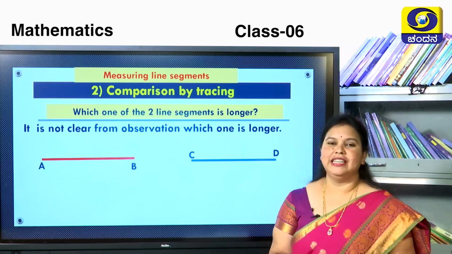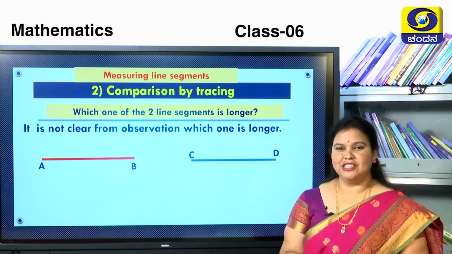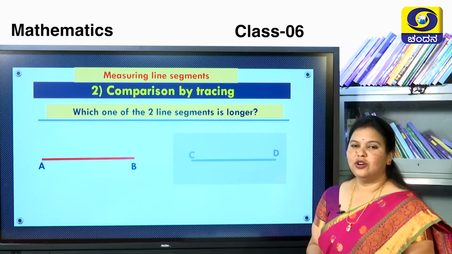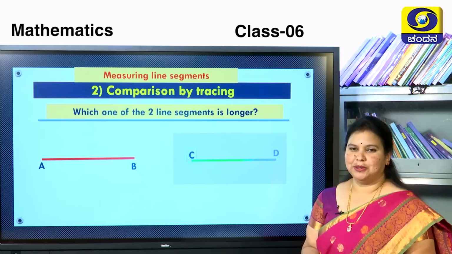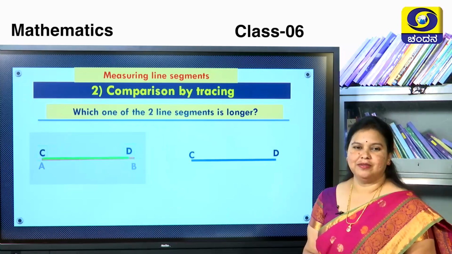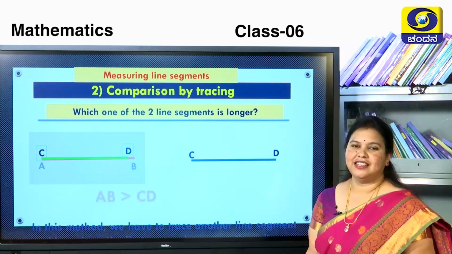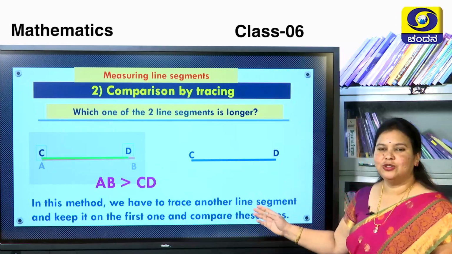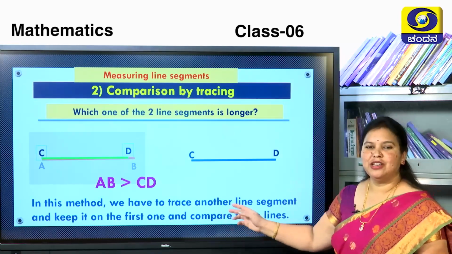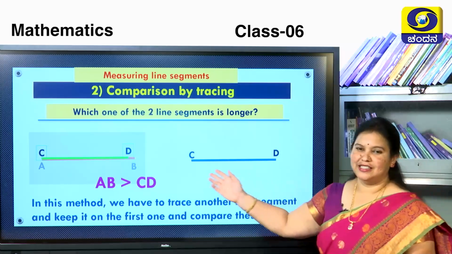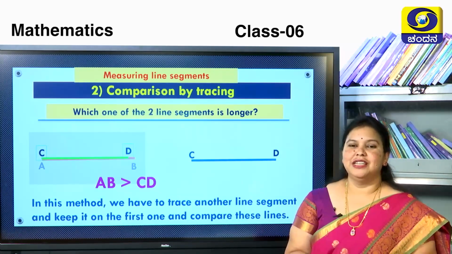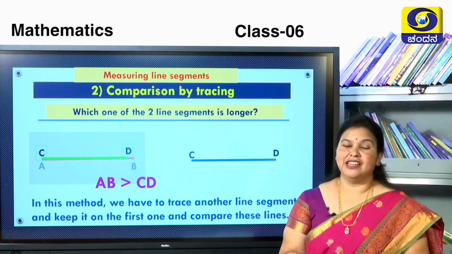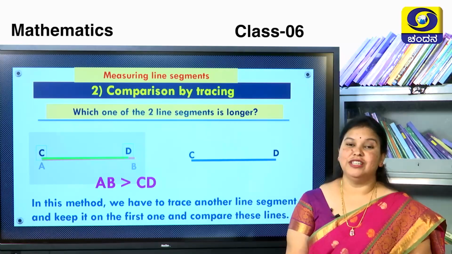So now we will take a piece of butter paper which is semi-transparent or translucent in nature. We will place it on CD. Now we will trace CD on tracing paper and place it on AB. Now we can easily tell that AB is greater than CD. In this method, we have to trace another line segment and keep it on the first one and compare these lines. Accuracy of this method depends upon the accuracy of the trace. Also, it is hectic to trace a line segment every time we want to compare it. So, we need a better method.